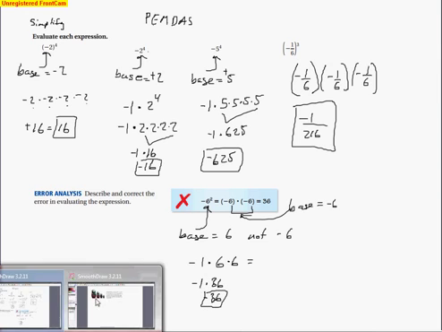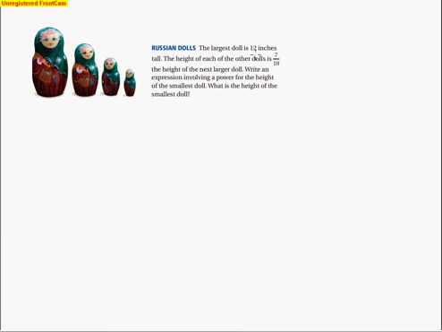So in the last type of problem here, it says the largest doll is 12 inches tall. It says the height of each of the other dolls, so this doll, this doll, and this doll, is 7/10 the height of the next larger doll. So we're supposed to write an expression using a power for the height of the smallest doll. So the first one's 12 inches, and then every one after that is 7/10 of that answer. And so if we take 7/10 multiplied by 12, that would be this one. 7/10 times this answer would give us this third doll. 7/10 times that third doll's height would give us the shortest one. So basically we're multiplying 7/10 to the third power.